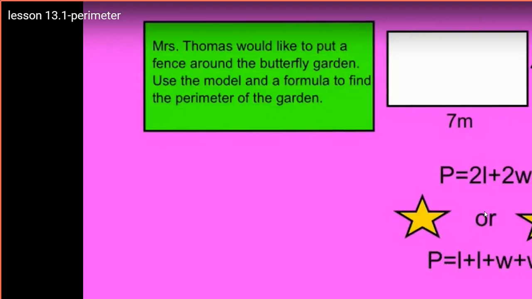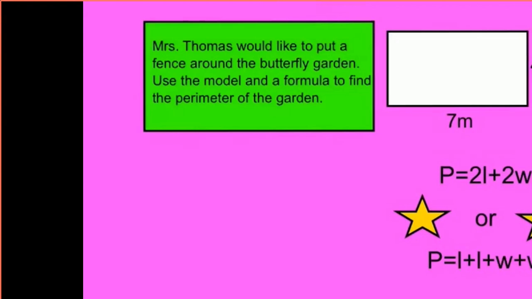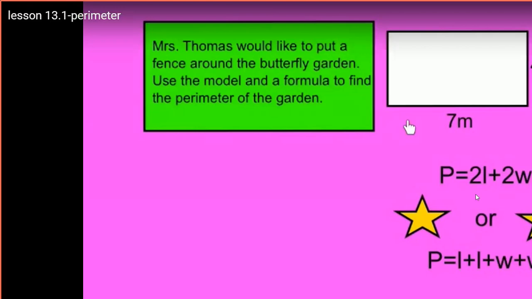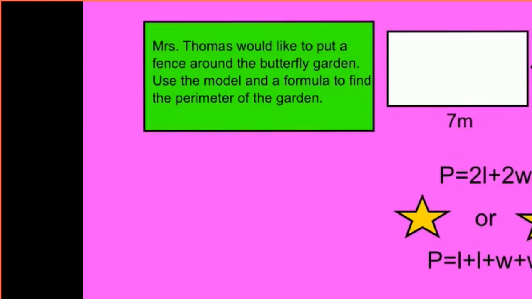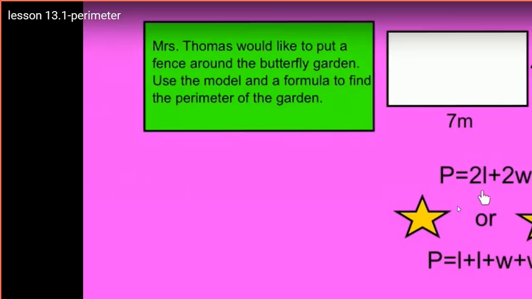Like I said, we're going to be talking about perimeter, and there are two ways to find the perimeter of a 2D shape. P stands for perimeter: P equals 2 times the length plus 2 times the width. Then we can solve it like P equals 2L plus 2W, which is 2 times length plus 2 times width, because we have 2 lengths and 2 widths.